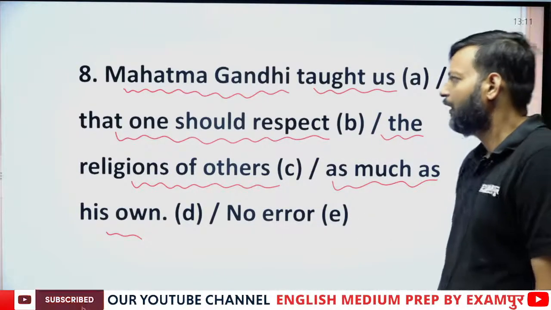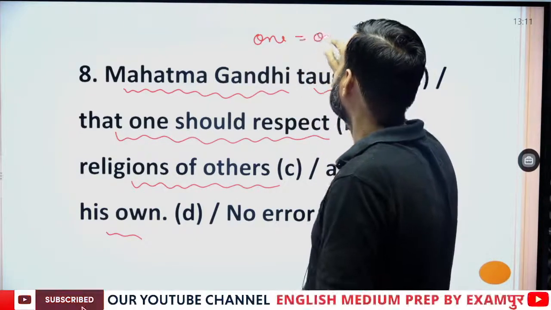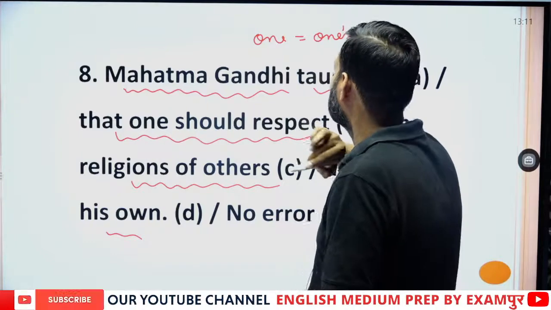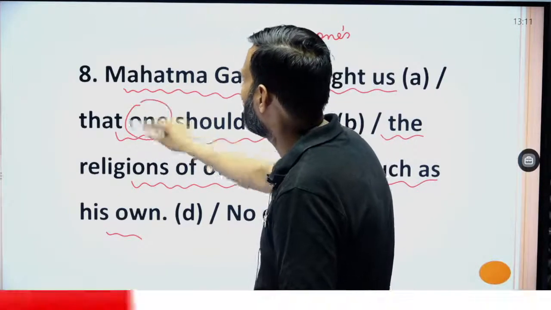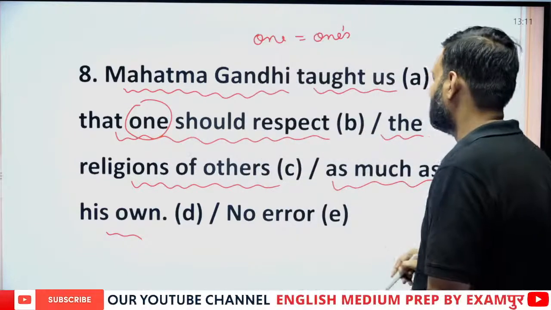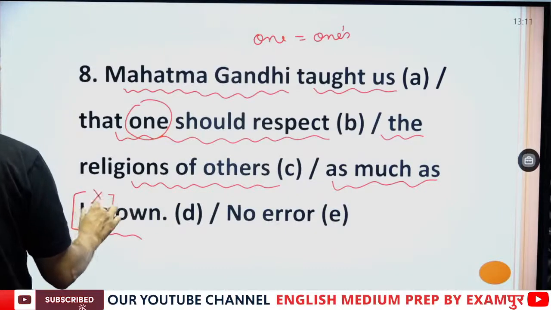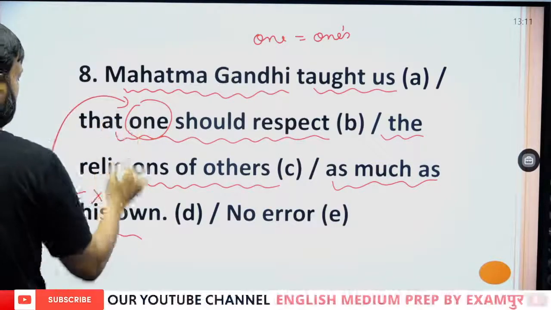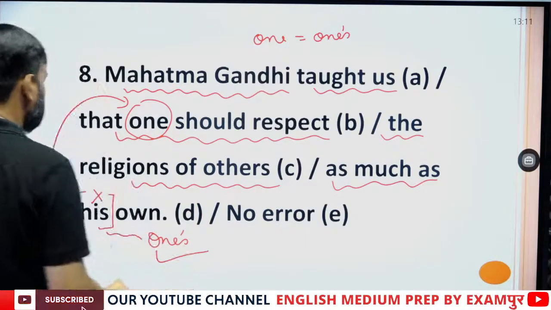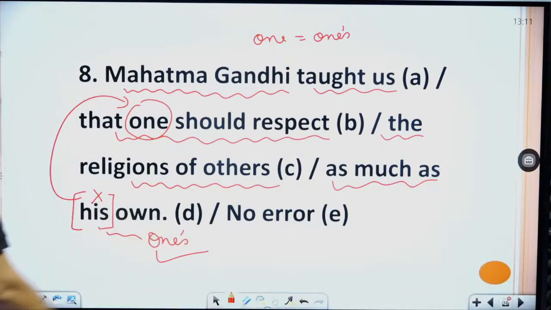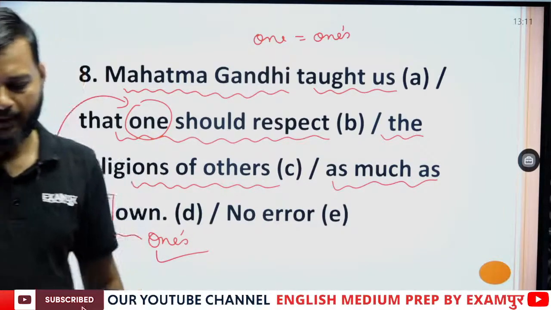See, as I told you, if the subject is one, its possessive should be ones. So here we said that one should respect the religion of others as much as his. The use of his is wrong, because the possessive of one should be ones. So in place of his we need ones, because the possessive of one is always ones.